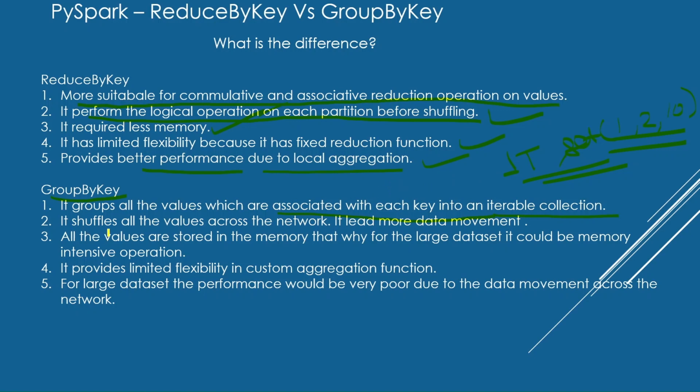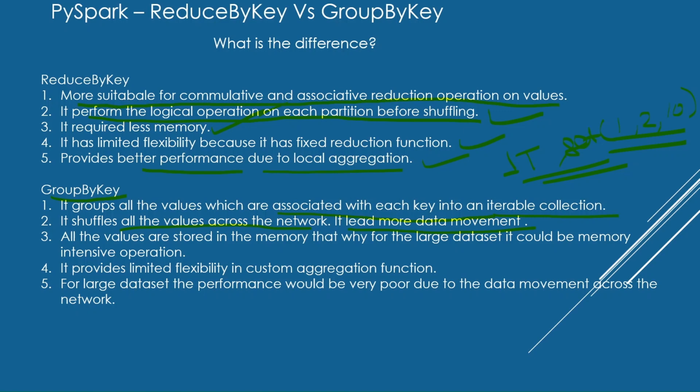It shuffles all the values across the network. It leads to more data movement. As I already discussed, the shuffling process in group by starts from the first stage of the transformation. We are just shuffling the raw data. That's why it requires a lot of space in memory, because to shuffle the data, first the data loads into the memory, and then it shuffles across the different partitions over the network.